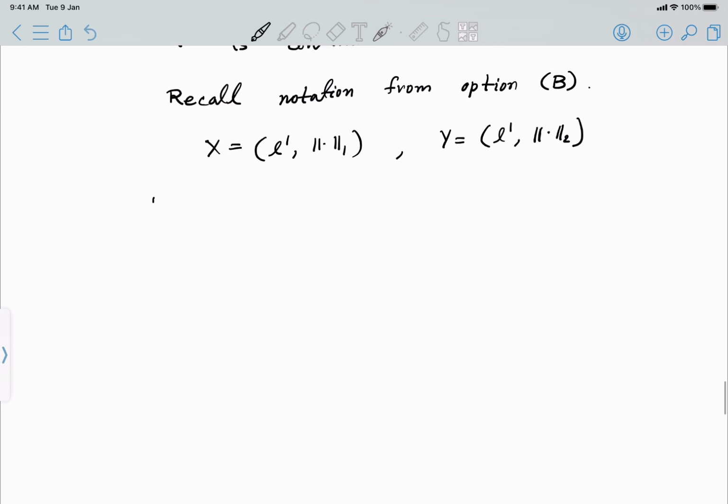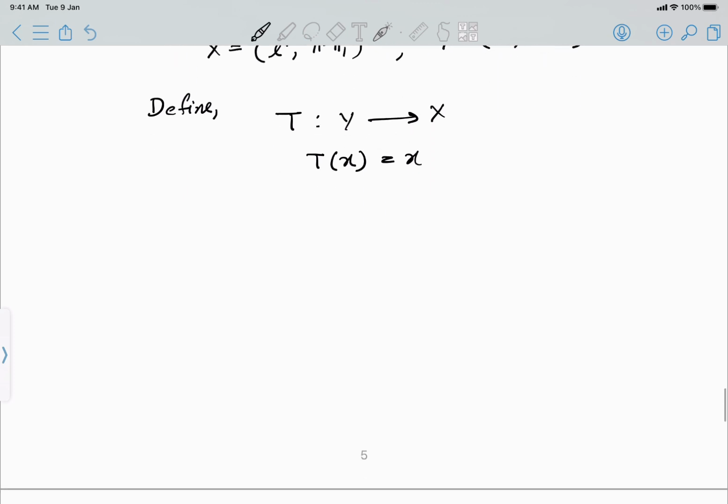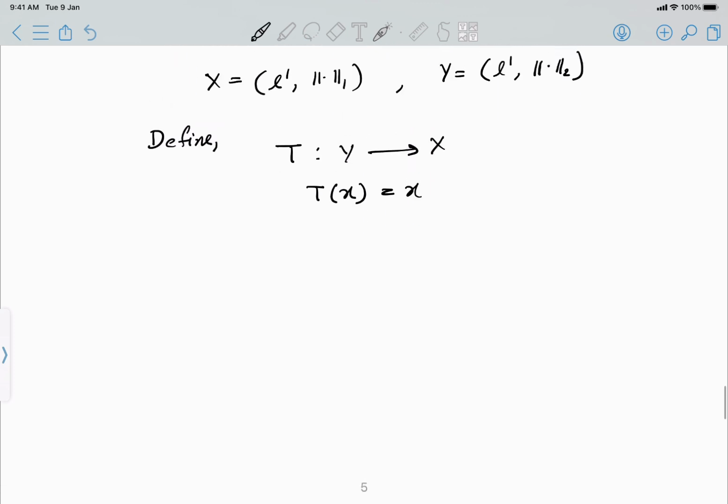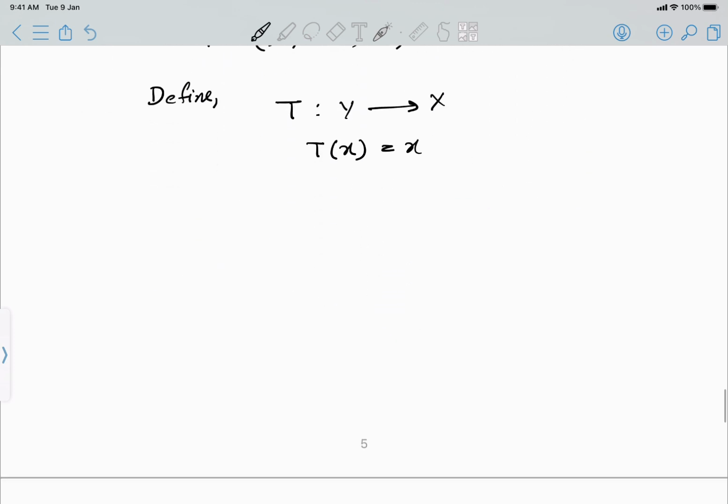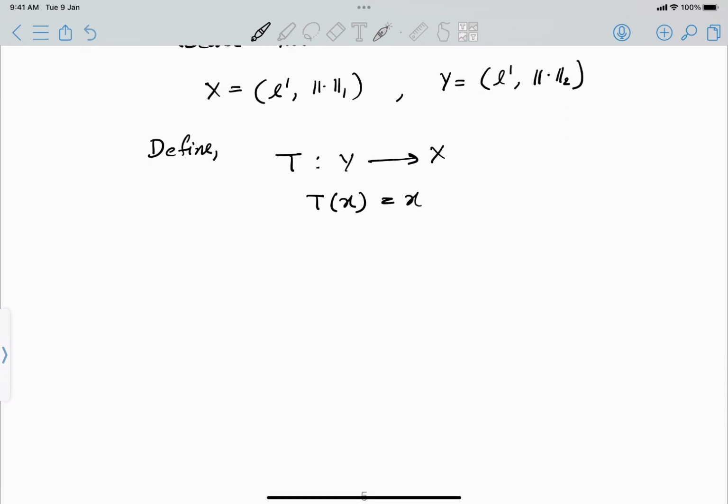Now here we will switch between X and Y. There we defined T from X to Y. Now we will define T from Y to X. Again the same map, T of x equals x, the identity map. So we will show that T is not continuous. Again T is linear and bijective.